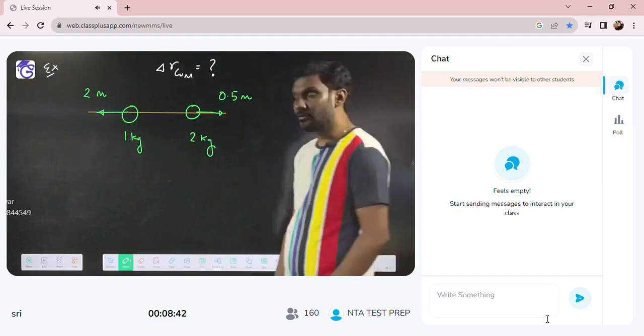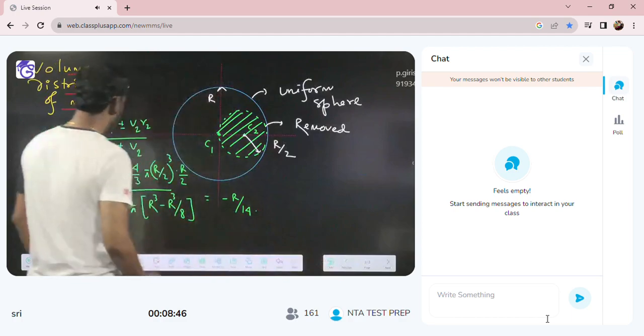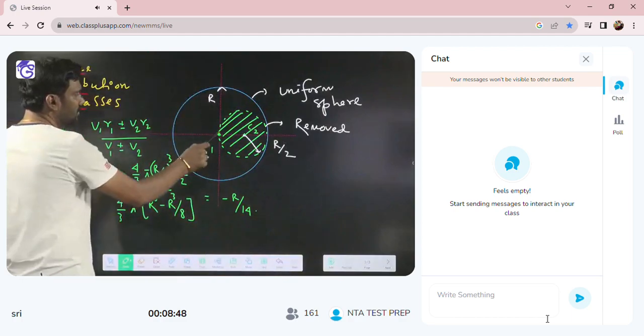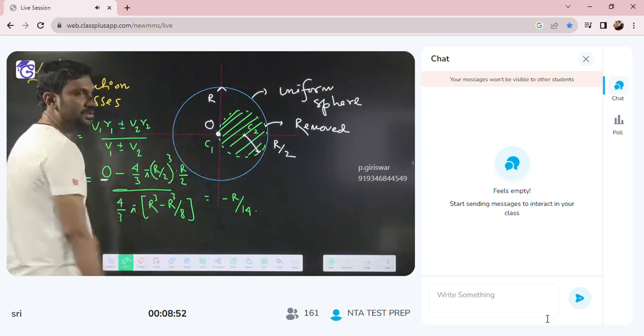In first slide, why 0, sir? Which 0? This 0 you are talking about? This is because R1 is at the center, so this is the origin. So M1 into 0 is 0.